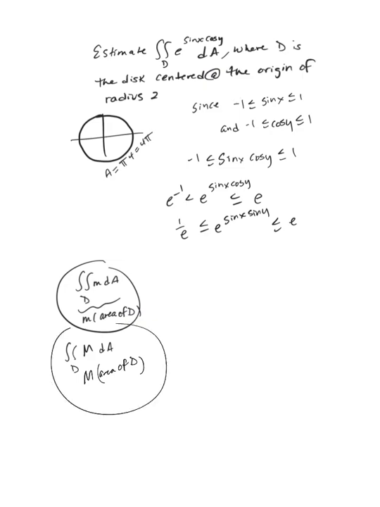So over here, I know the area of D is 4 pi, right? So that means that the integral of e to the sine x cos y dA is bounded between 4 pi e and 4 pi over e. So you could imagine that this is definitely an advantage to be able to approximate volume. Okay, thank you for your time.